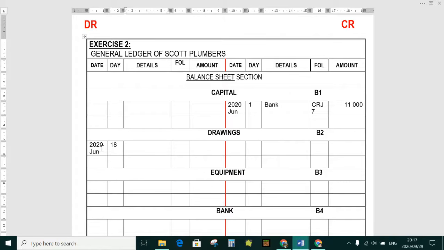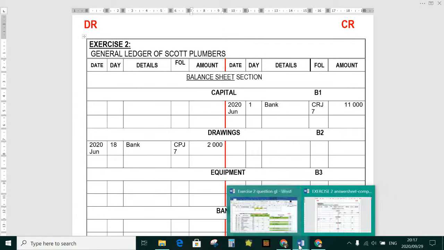Where did the money come from that we used to pay for drawings? What is the partner account? Bank. What is the code? This is coming from the cash payments journal. So it's CPJ7. How much money did we spend on drawings? Did the owner take out for personal use? They took out 2,000 Rand.